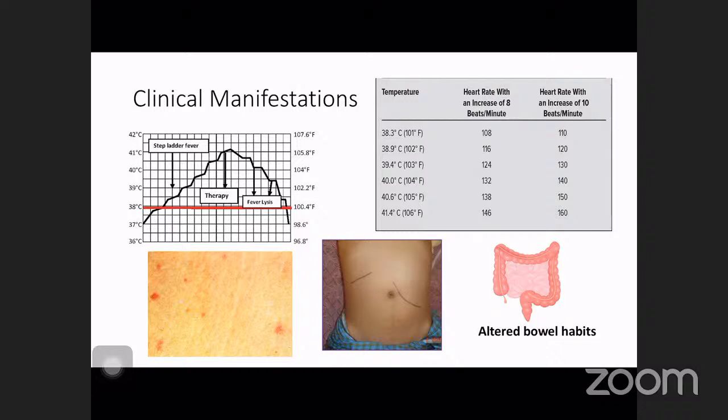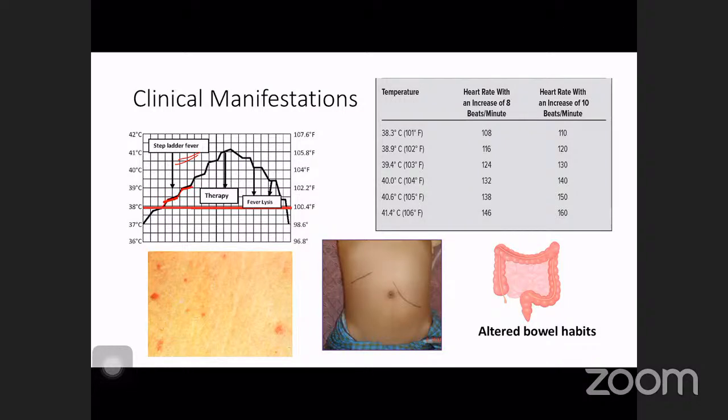That is called remittent fever. In that, the subtype called the stepladder pattern of fever is very peculiar to typhoid fever. Stepladder is nothing but the temperature will increase and remain stable for some period, then again increase and remain stable. So it will produce a step-like pattern. So we call it the stepladder type of fever.